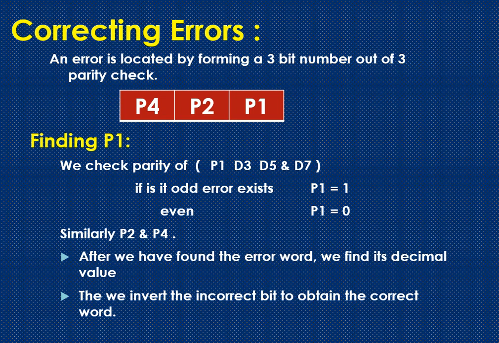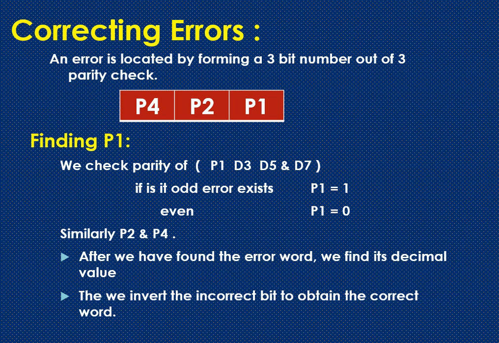Next, suppose P1 is odd. Odd means something like the bits D3, D5, D7 are 1 1 1. That is a word which contains an error, and P1 is 1 indicating it. So we have to find the decimal value for that binary value.